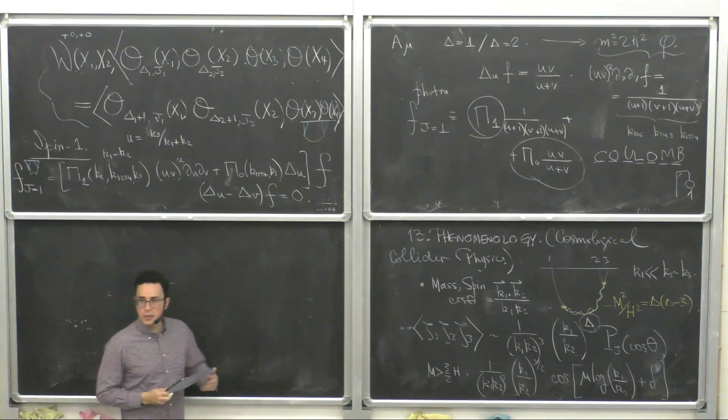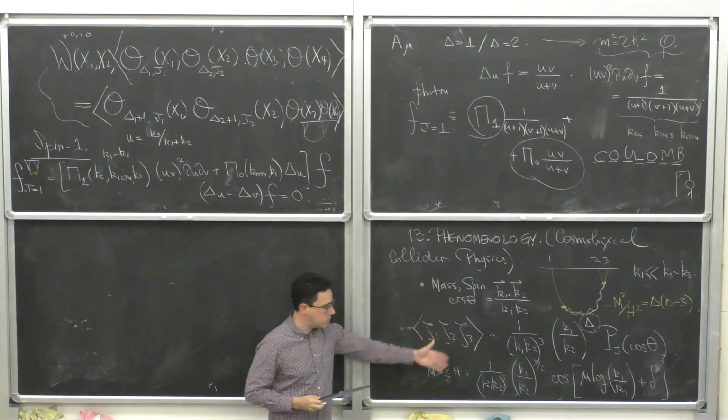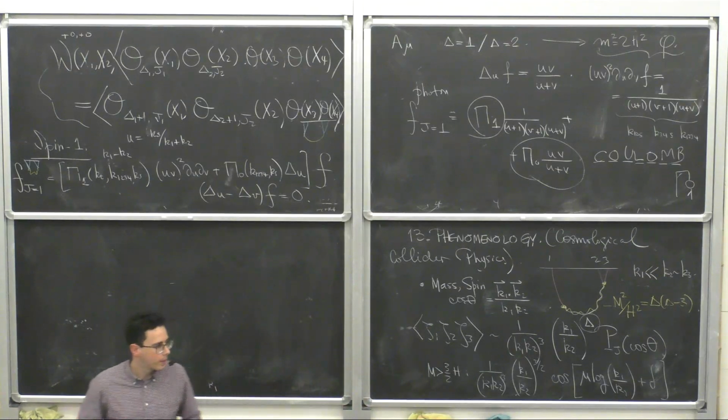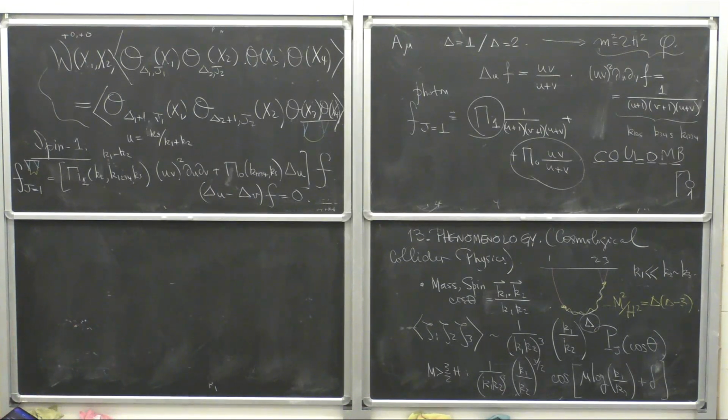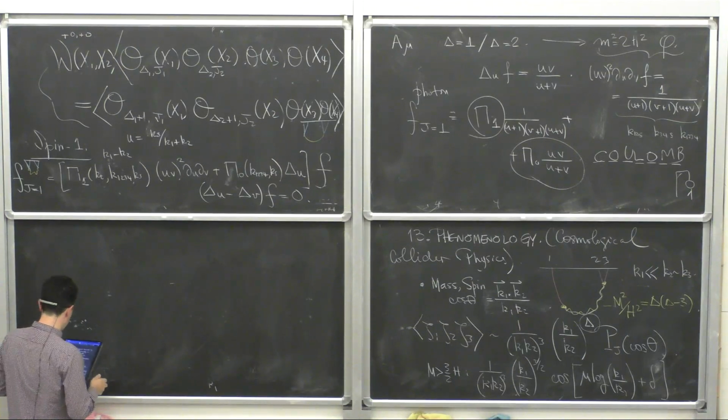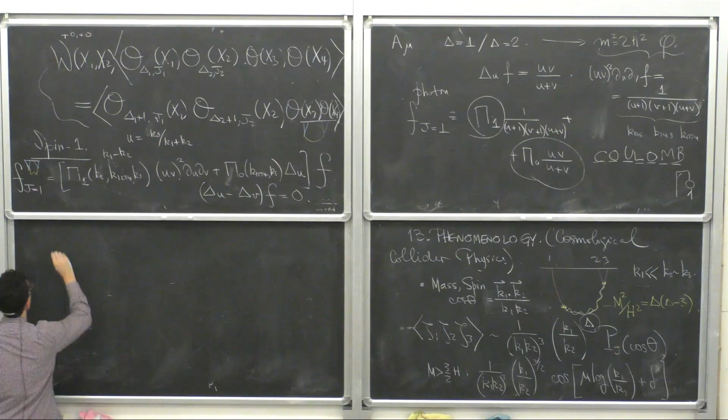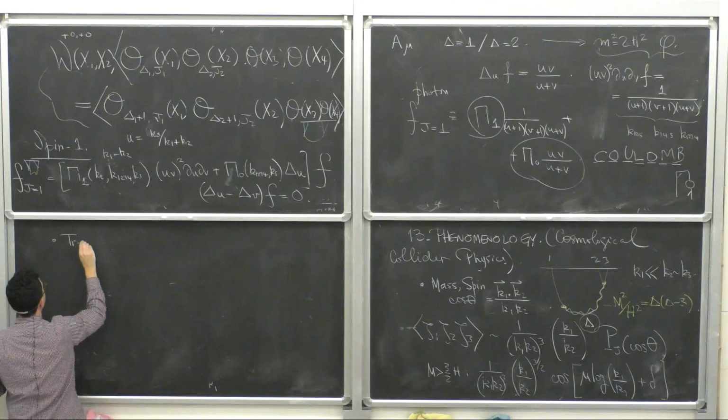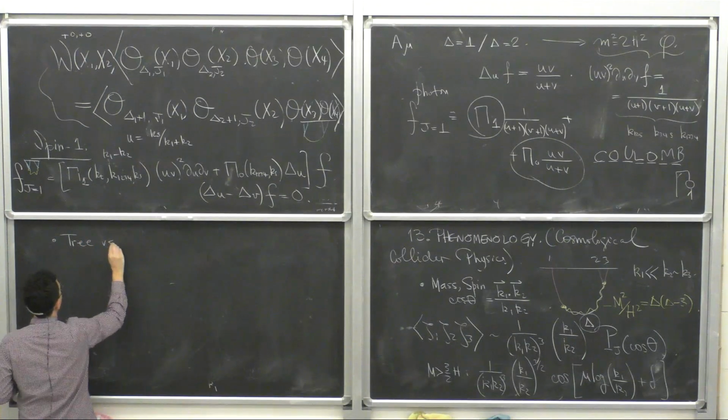Actually, even searching for spin has not been fully exhausted in data. So maybe we haven't heard the last about spin. So this is a relatively recent development. So the second thing is tree versus loop.